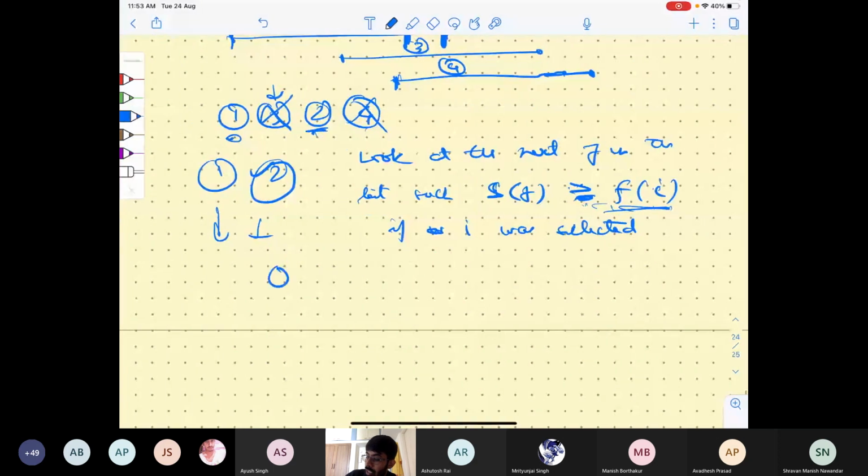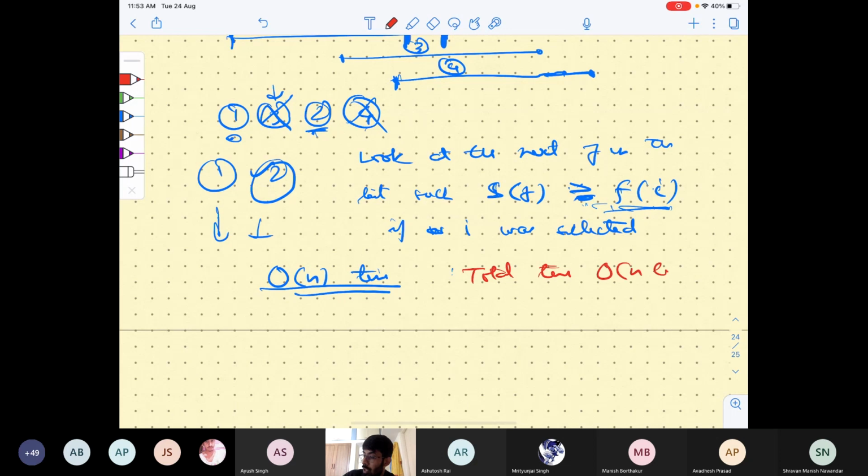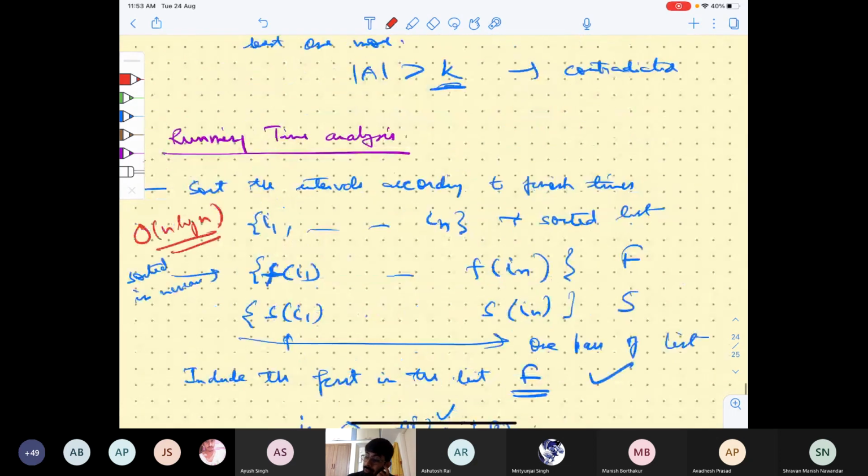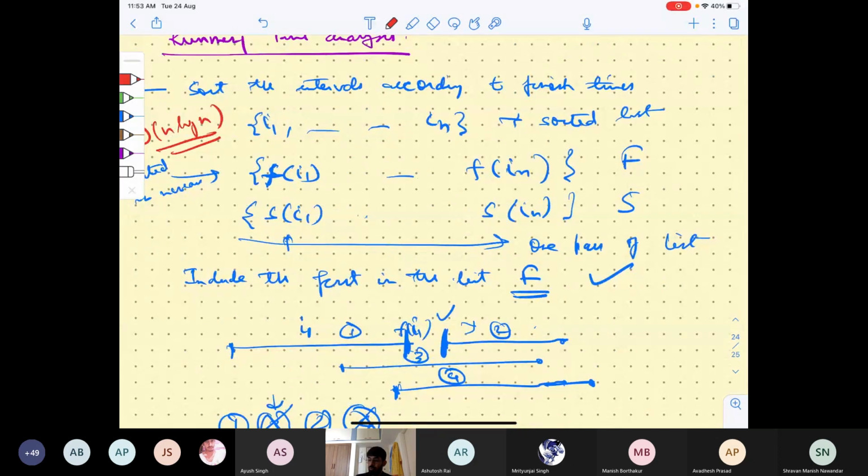So this takes order n time. So total time is order n log n. Okay. So any question about the running time analysis, or how we actually implement the algorithm?